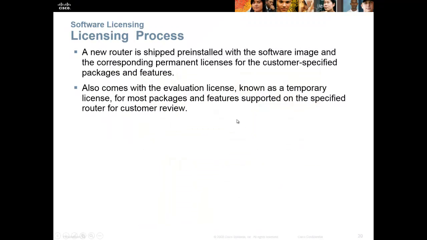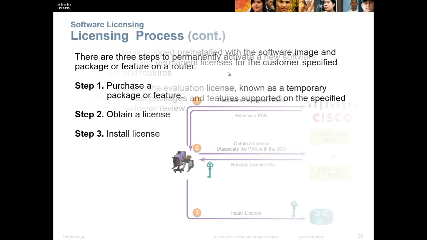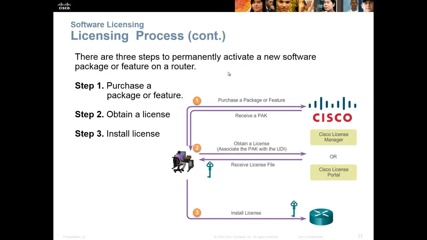So again, new routers are shipped pre-installed with the universal feature set, or whatever version you buy. I can call CDW and say, hey, I want my router shipped with the unified communications pack, and they will put that key on the router for you and then ship it to you. So the three steps are: you have to purchase a feature or package, then you have to call Cisco and obtain the license key. Then you have to install the license key.